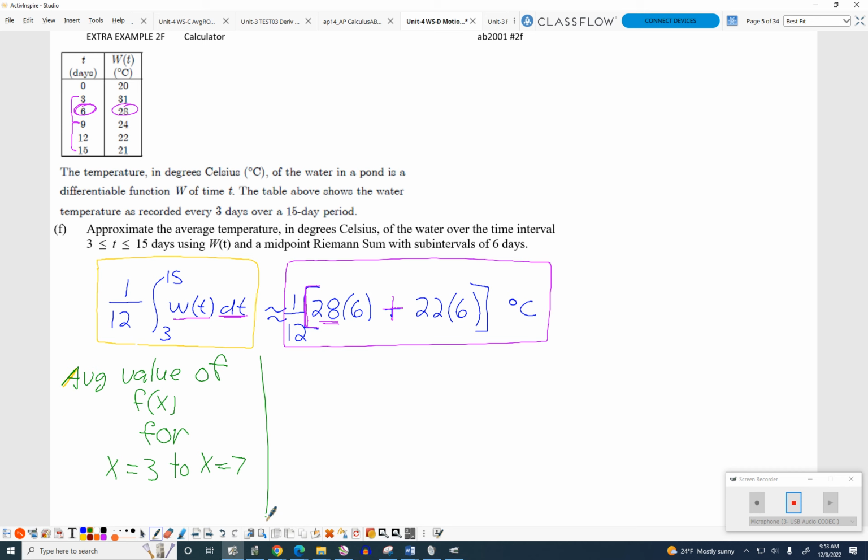The back of the card should say you take 1 over, this is Dylan's question, you subtract 7 minus 3, multiplied by the integral from 3 to 7 of f itself. That's how we use an integral to calculate the average value of many different values of f. So we're doing the same thing here. It says find the average temperature using w. So we want to take values of w and add them up. This is a sum of the temperatures from 3 to 15 of w. That adds up the temperatures. And like we just showed a few minutes ago, dt in combination with the 1 over 12 will make sure we divide by how many temperatures we add up.